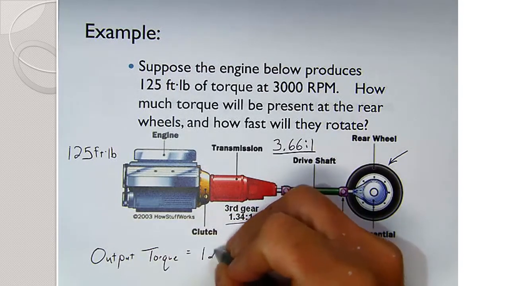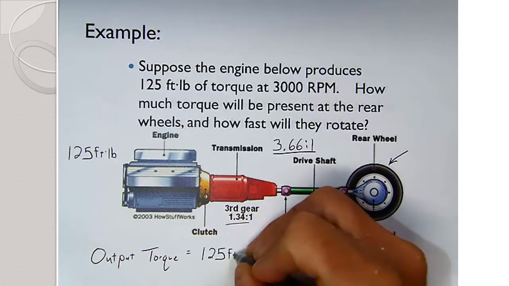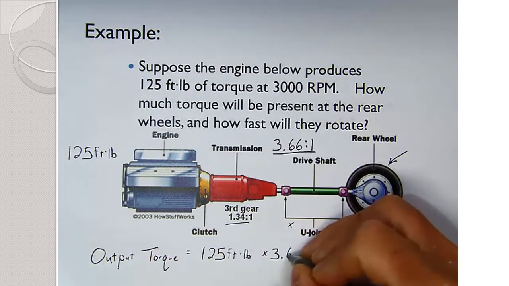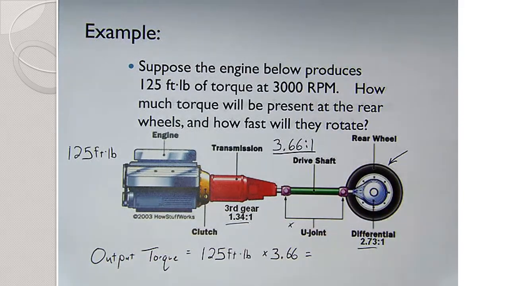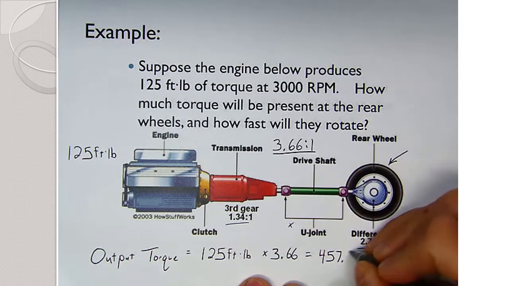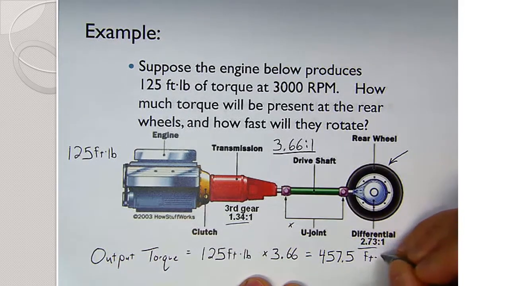So to figure out our output torque, that is to say the rear wheel torque, we take our input torque of 125 foot-pounds, according to the formula that we had before, and multiply it by our gear ratio of 3.66 to 1. And that turns out to be 457.5, and those are now foot-pounds.